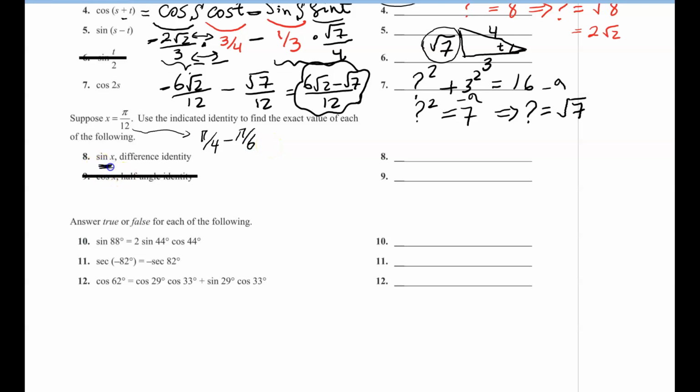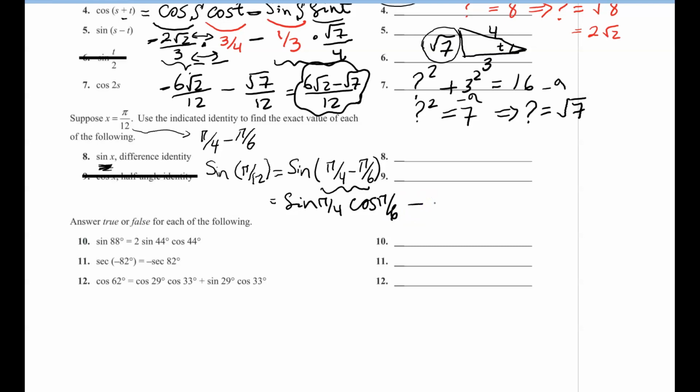So to find sine x, so sine of pi over 12 is the same thing as sine of pi over 4 minus pi over 6. And then you're going to use the identity for the difference. Sine pi over 4 cosine pi over 6 minus sine pi over 6 times cosine pi over 4. And then you're going to substitute for each one.